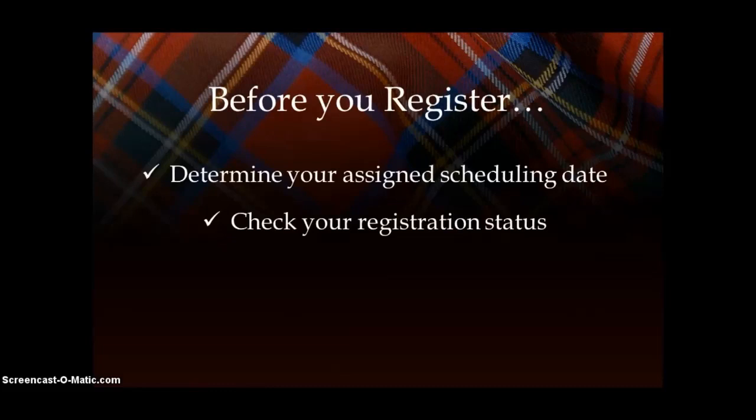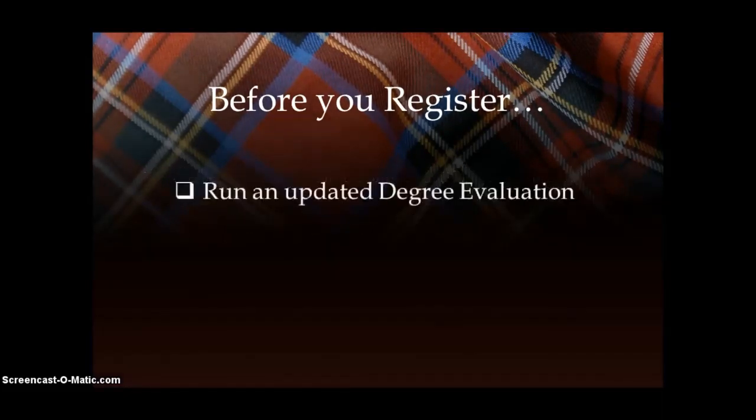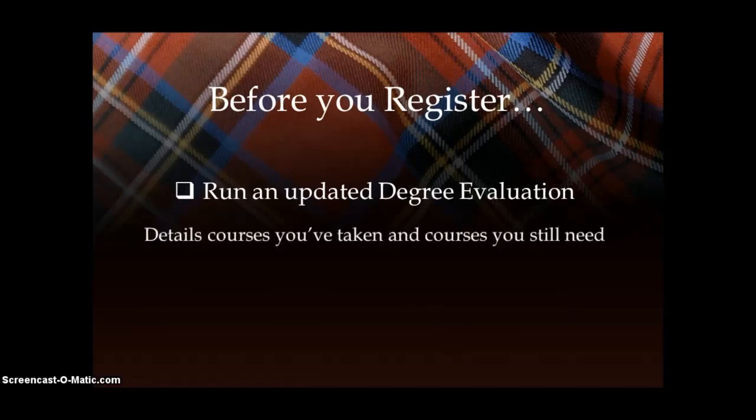Once you know when to register and how to check for holds on your account, you'll need to determine what classes to schedule. There are 3 important steps that will aid you with this process. Run an updated degree evaluation. Your degree evaluation details the courses you've taken and the requirements and prescribed courses that you need to schedule to complete your curriculum and graduate. This is a great place to start figuring out what classes to schedule.